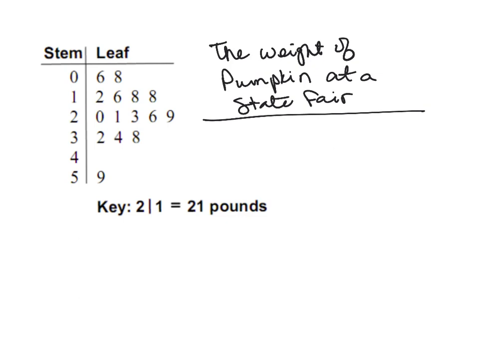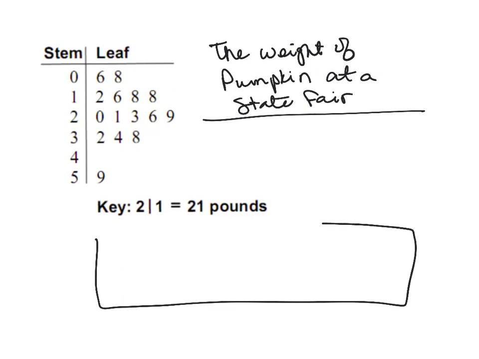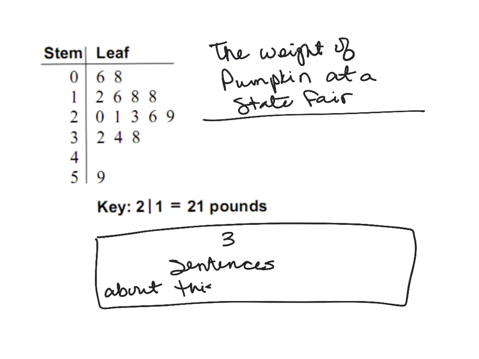So here's what I want you to do. I want you to type up a sentence, basically, a couple sentences. Let's do 3 sentences about this set of data using the mean, median, mode, and range. 3 sentences about this data using mean, median, mode, and range.